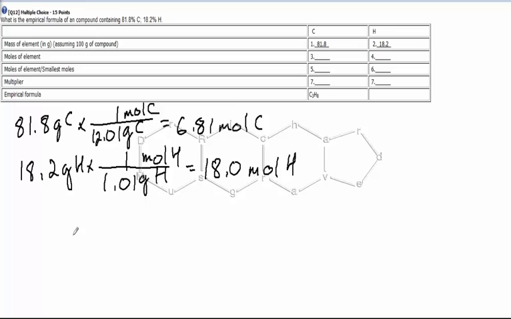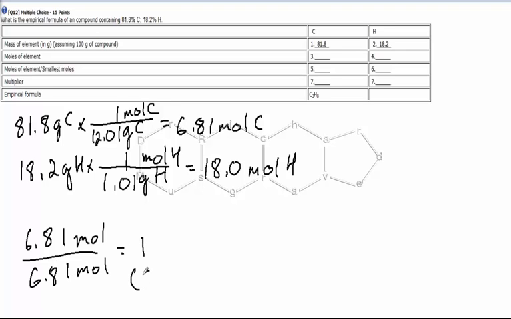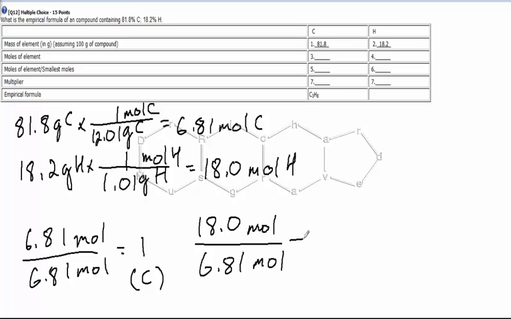Next thing we want to do is we want to take each of these and divide through by the smallest one. So we can see that 6.81 moles for the carbon divided by 6.81 moles will equal 1. So that's for the carbon. And we'll do the same thing for the hydrogen, 18.0 moles divided by 6.81 moles is going to come out to be 2.65. That's for the hydrogen.